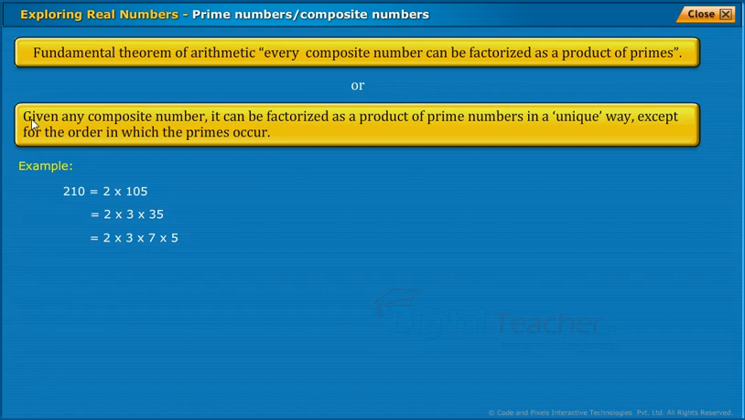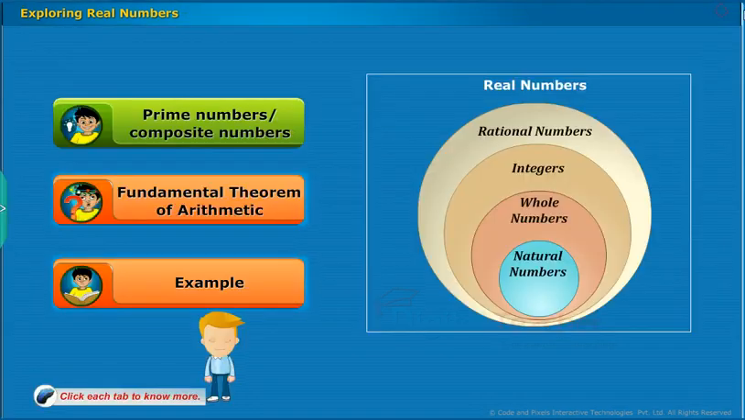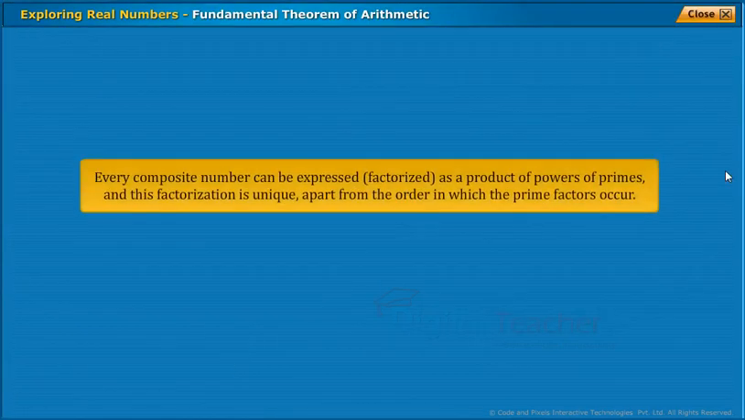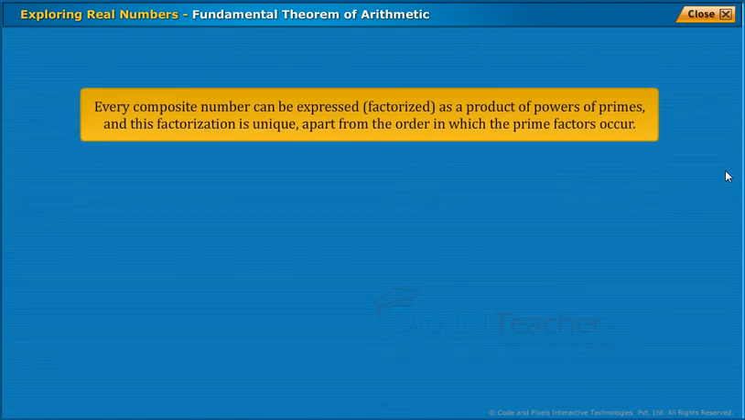Now, let us state the fundamental theorem of arithmetic. Exploring real numbers. Statement of the fundamental theorem of arithmetic. Every composite number can be expressed or factorized as a product of powers of primes. And this factorization is unique, apart from the order in which the prime factors occur.